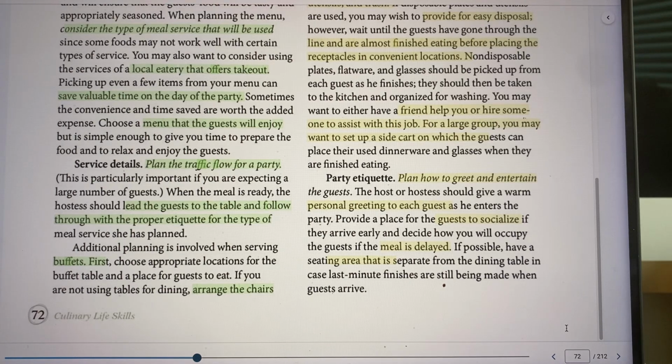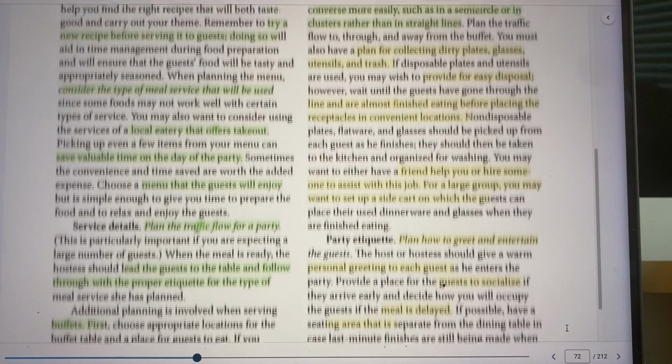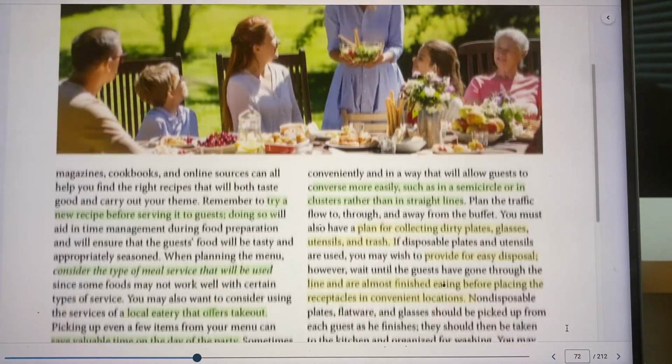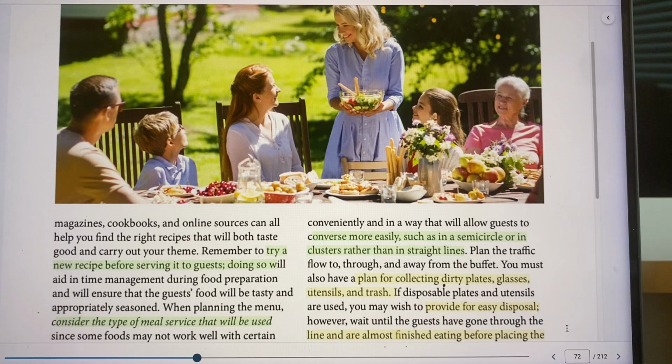Additional planning, it says for buffets, first choose the appropriate locations for the buffet table. Where's your buffet table going to be? Where are the guests going to eat when they get their food? Like, where can they sit? And, you know, dining tables or chairs. If they're just having appetizers, they can just sit in chairs. But if they have a plate, they're going to need to put their plate down someplace on a table, right?